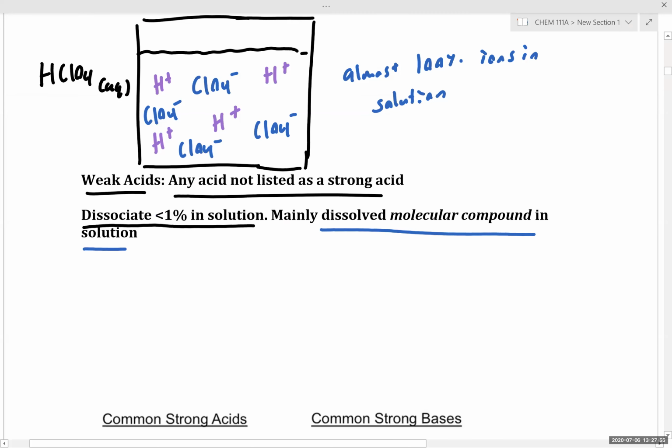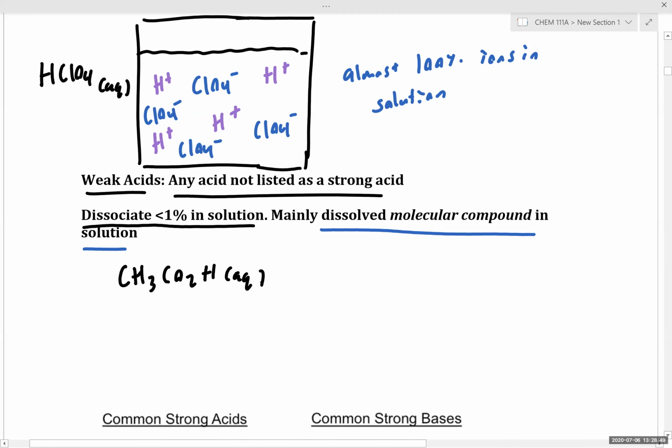What would an example of a weak acid be? Let's get a response in the chat. What is an example of a weak acid? Don't be shy to type it in the chat. Sure, carbonic acid, sure. Another example of a weak acid would be acetic acid.